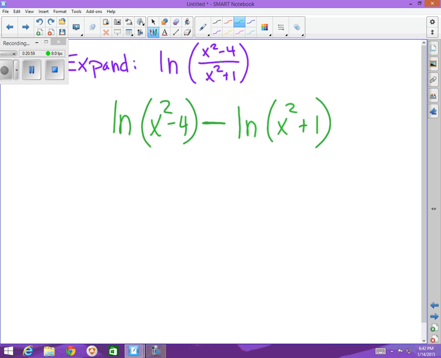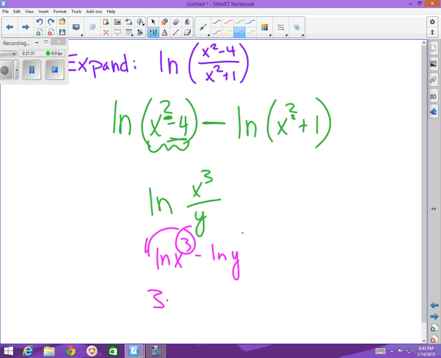If there is multiplication, remember that's adding. If this whole thing has an exponent, then you push it out to the front, but this exponent here and that exponent there can't do anything with it because you have a minus 4 that's associated with it as well. So this is considered a whole term. So for example, if you had ln of, let's say, x to the third over y, then you would have ln of x cubed minus ln of y, and then the 3 gets pushed to the front. It's 3 times ln of x minus ln of y.